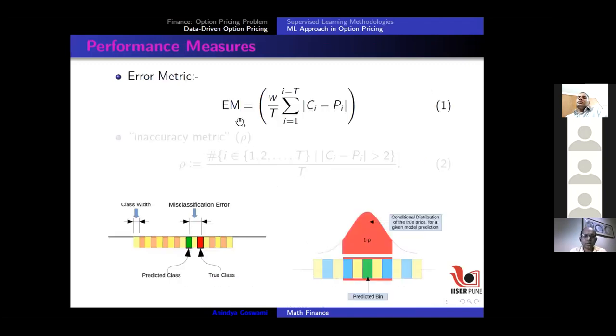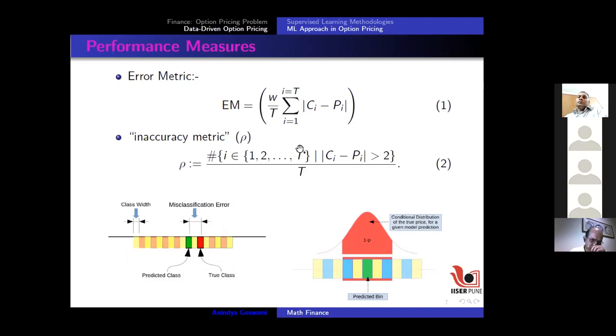The two different error metrics we have considered: one of them is the discrete version of the mean absolute error, which is basically the L1 distance. Here, the C_i's are the actual output category, and the P_i's are the category of the predicted output. The difference is the error, and capital T is the number of data points.